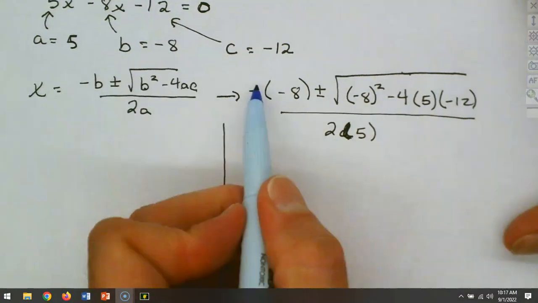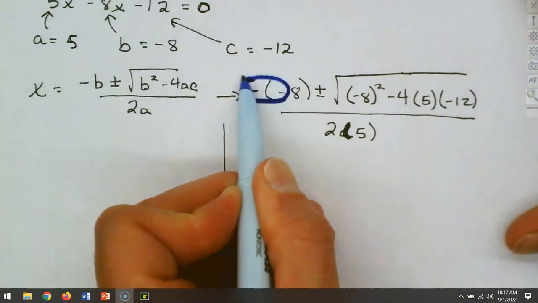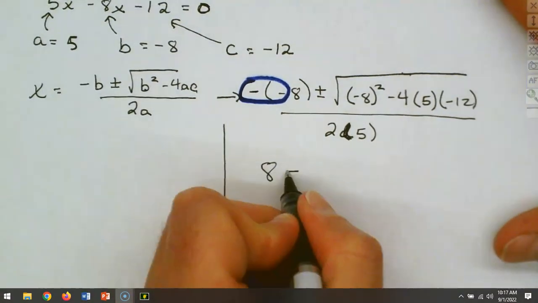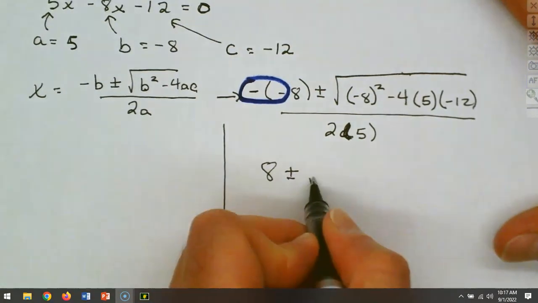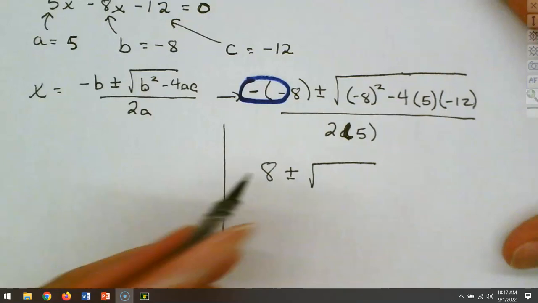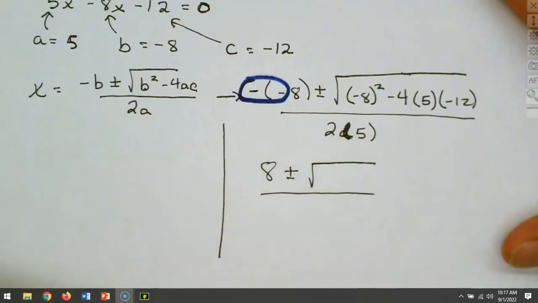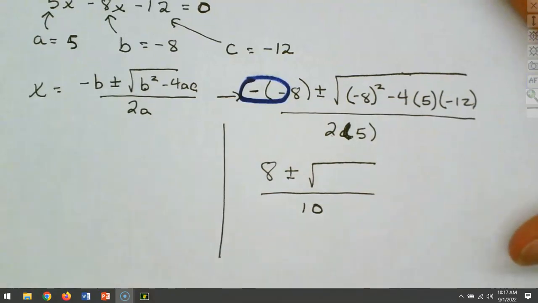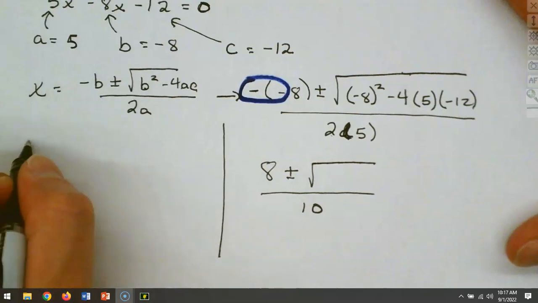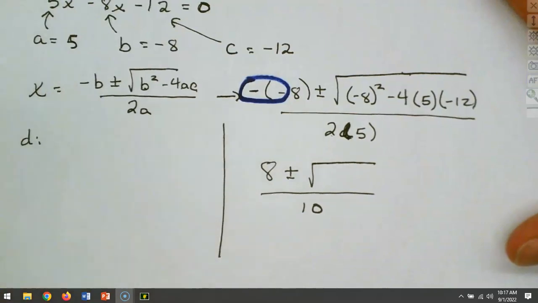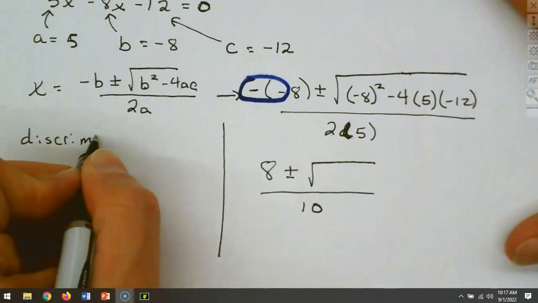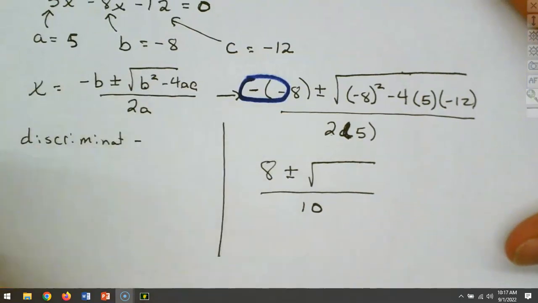Let's work with our signs here. The double negative on that 8 is going to make that now what? Positive. We'll have plus or minus. We're going to leave the square root. We'll work with it over to the side on the left. And now we've got 2 times 5 down below, which is a 10. The discriminant is what's underneath the root. So if you see or hear that term discriminant, that just means what is underneath that root.